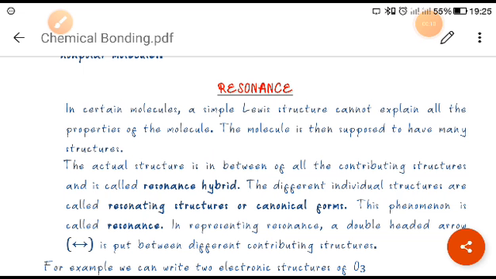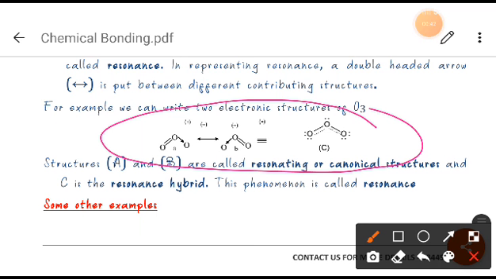We know that covalent molecules are normally expressed in Lewis structure, but in some cases single Lewis structures fail to explain all the characteristics of the molecule. For example, you can take the example of ozone. A single Lewis structure fails to explain all the characteristics of this molecule, right?